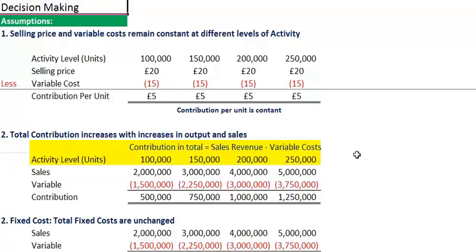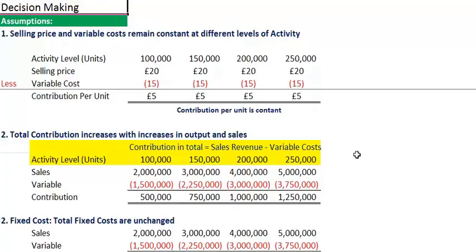Good morning everyone. Today I will show you the use of marginal costing and contribution per unit for short-term decision making. In the short term, selling price and variable cost are assumed to be constant at different levels of activity. We are given 4 different levels of activity: 100,000 units, 150,000 units, 200,000 units and 250,000 units.